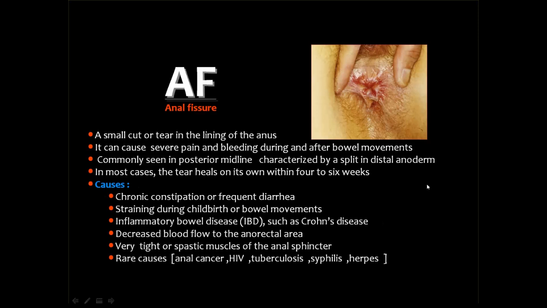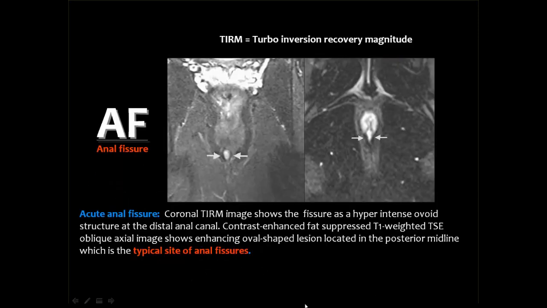The causes of anal fissure include chronic constipation or frequent diarrhea, straining during childbirth or bowel movement, inflammatory bowel disease like Crohn's disease, decreased blood flow to the anorectal area, and very tight or spastic muscles of the anal sphincter. Rare causes may be due to anal cancer, HIV, TB, syphilis, and herpes. This is the most typical site for the anal fissure.